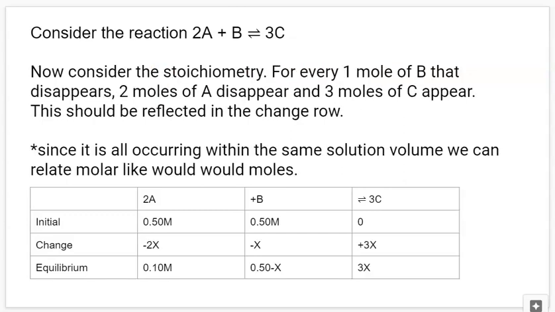If we look at the mole ratio, we can infer that for every mole of B that gets used up, 2 moles of A will be used up, and 3 moles of C will be formed. And we can reflect that in the change row. Because if we lose 1x of B, we're going to lose 2x of A and gain 3x of C. And the whole key to this is going to be the 0.1 molar here. It's almost like a Sudoku.